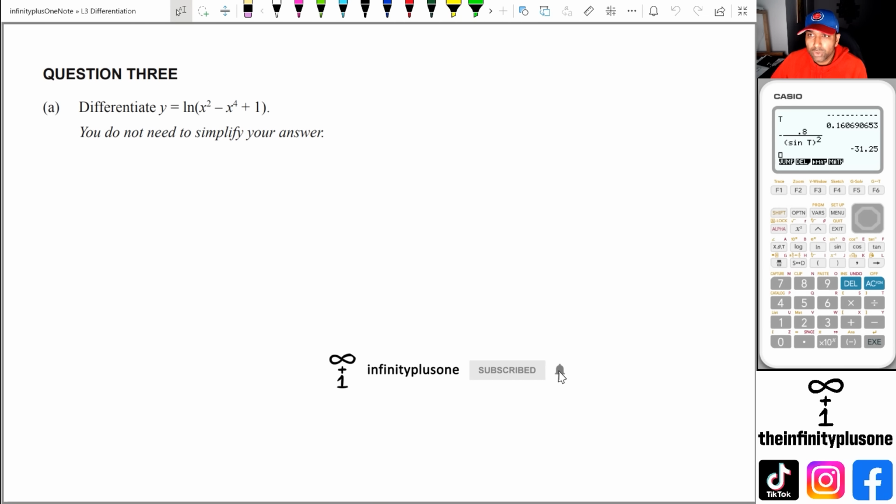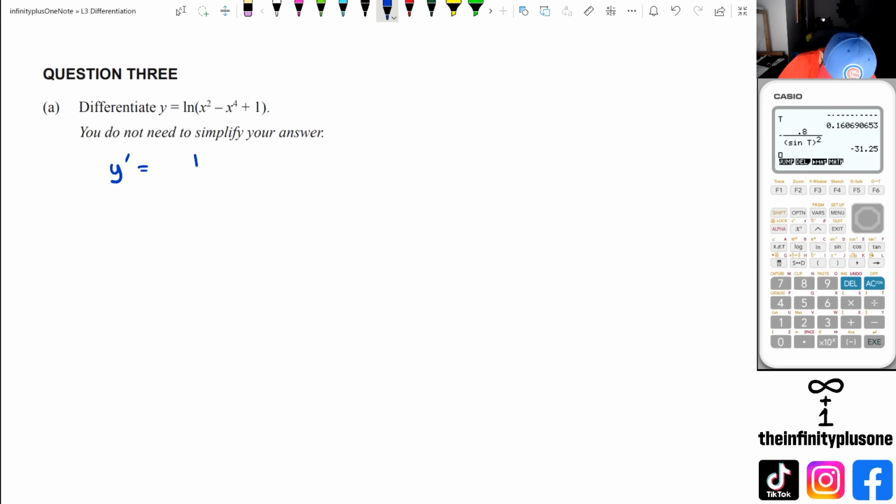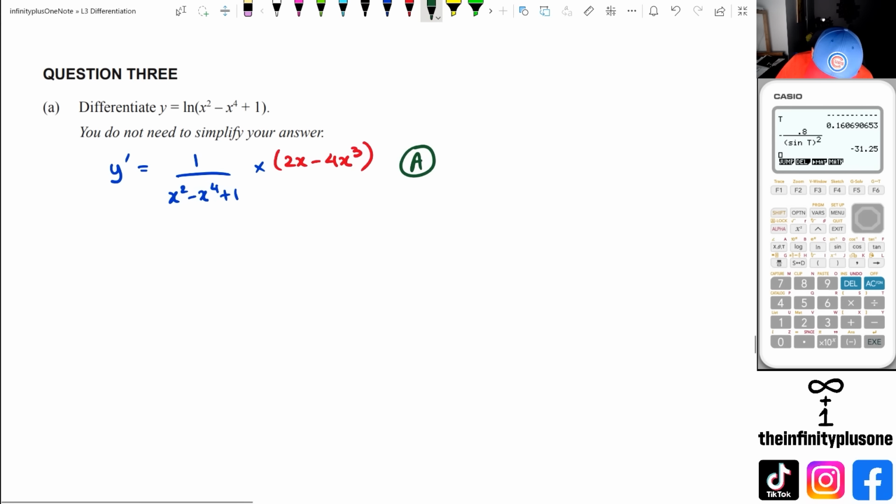All right, folks, for question 3, we're going to get started straight away. So we've got ln of this, so y dash is equal to 1 over x squared minus x to the power of 4 plus 1. And we've got to multiply by the differentiation of the bracket, which is going to be 2x minus 4x cubed. It's pretty much done right there for that question. It's going to get us an achieved, and we can move on.